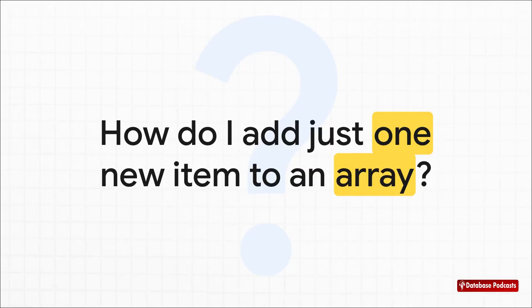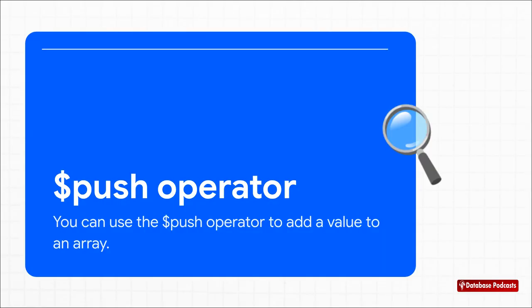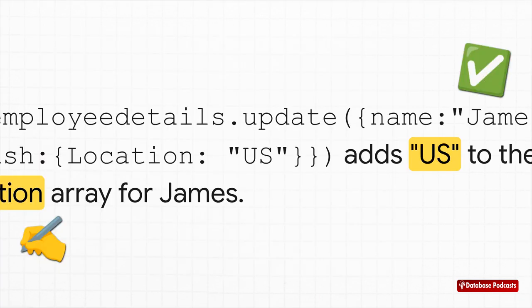Okay, so let's start with a really common scenario. You've got an employee's profile, and they have an array for their work locations. You just need to add one new location to that list. What's the cleanest way to do that? For this, MongoDB gives us the perfect tool, the $push operator. Its job is incredibly straightforward. It just takes whatever value you give it and sticks it on the end of the array you specify. Simple as that.